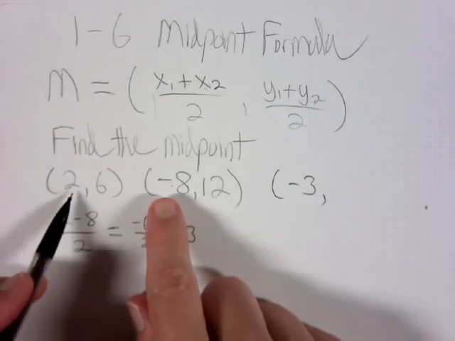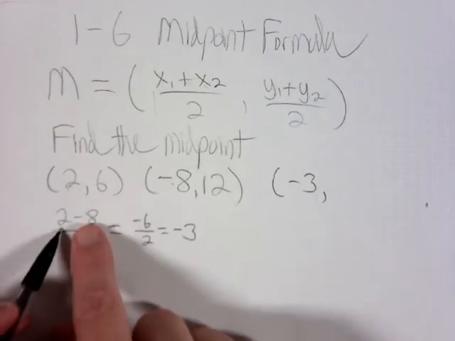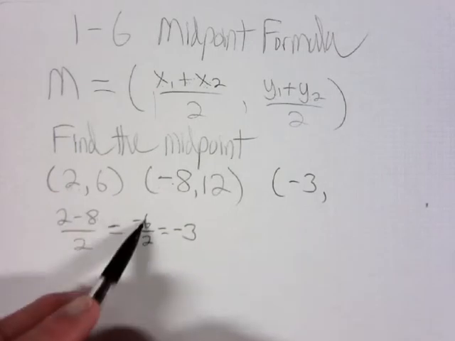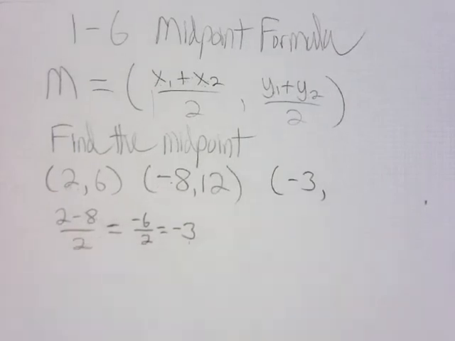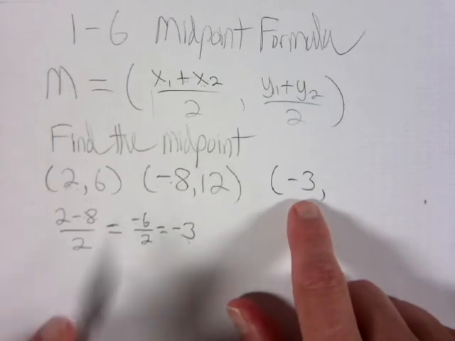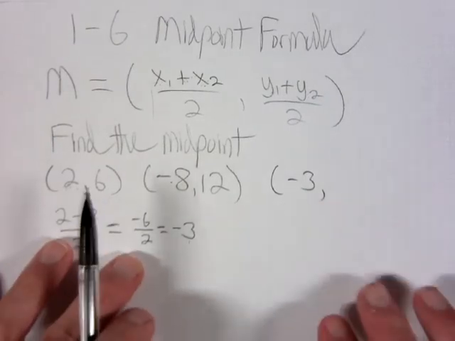So again, what did we do? Take 2 and minus 8, put them together. 2 minus 8, negative 6. Negative 6 divided by 2 is negative 3. Negative 3 is the x coordinate of the midpoint. And we'll graph this here in just a minute and you'll see why.